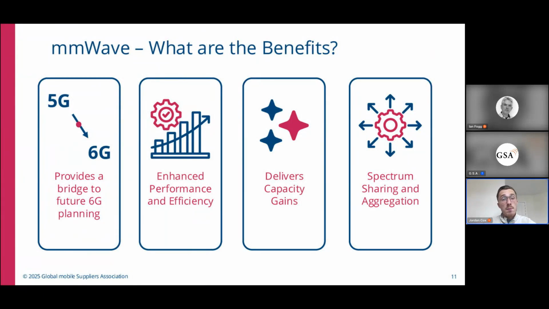So let's take a moment to highlight some of the key benefits of millimeter wave spectrum, particularly as we look at its role within current 5G networks and how it helps shape the path towards 6G. Firstly, millimeter wave provides a bridge to future 6G planning. Whilst upper mid-band frequencies are emerging as a central focus for initial 6G deployments, millimeter wave, which sits in the high band range, is still an important piece of the puzzle. It's helping the industry build experience with advanced antenna systems, high capacity design, and dense urban deployment, all of which are foundational for next generation mobile networks.